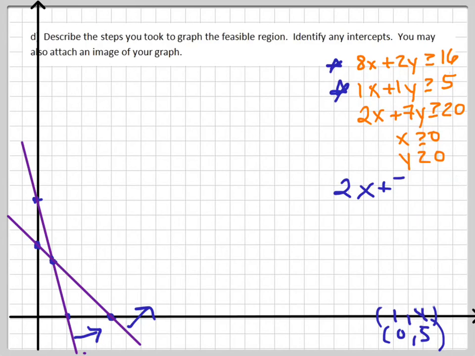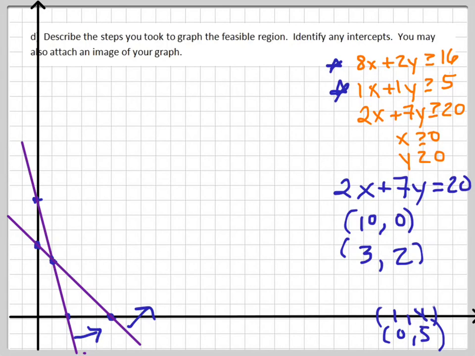2x plus 7y, and we'll do equals 20, try to graph the boundary line. I can see that the point 10, 0 will work. And then if I let x be 0, 20 isn't evenly divisible by 7, so I don't really like that one. If I look at multiples of 7 instead, I know 2 7s is 14. I'd need 6 more to get to 20. So if I let x be a 3, that should work. Alright, so 2 times 3 is 6, 7 times 2 is 14, 6 and 14 is 20, that does work.